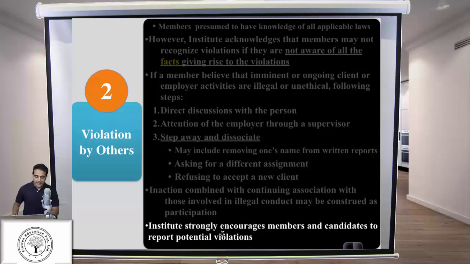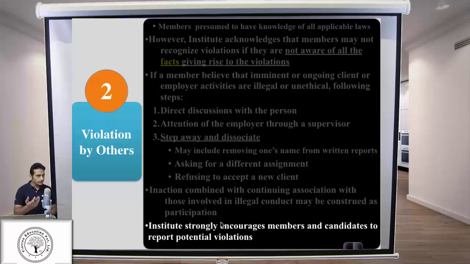And the Institute encourages. They have used the word encourages, not requires. Understand the difference. So it encourages members and candidates to report potential violations. If you've done something illegal and I go and report that to SEBI, the regulator in India, it's a good practice. But is it mandatory for me to report? No, because it says encourages. It is a recommended practice, not a required practice.